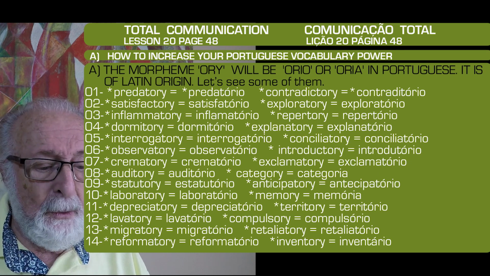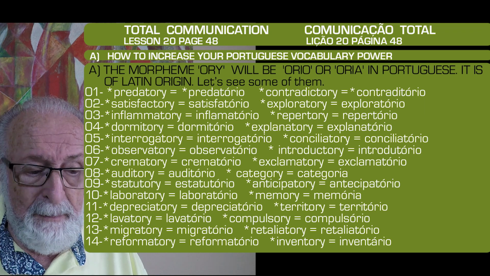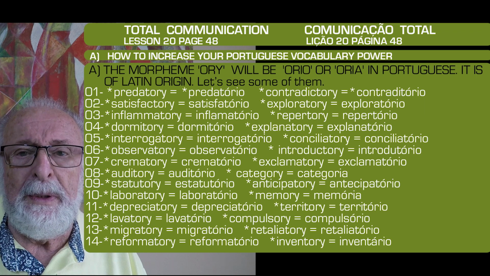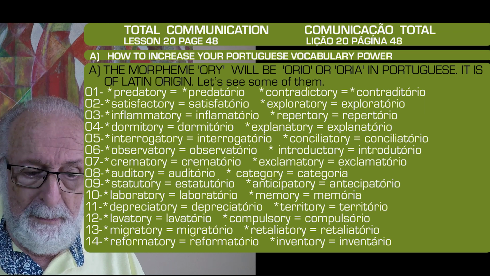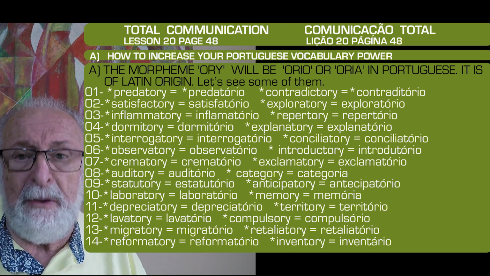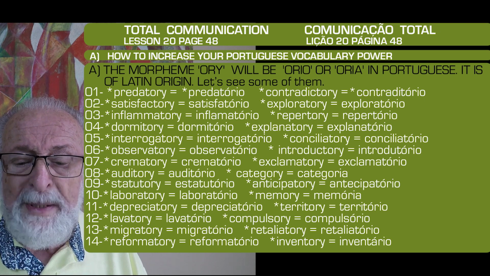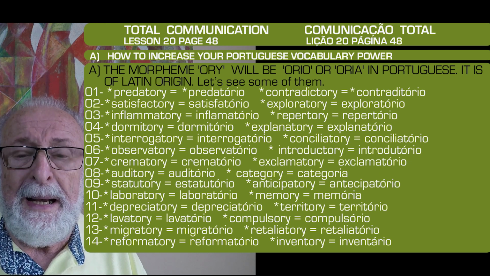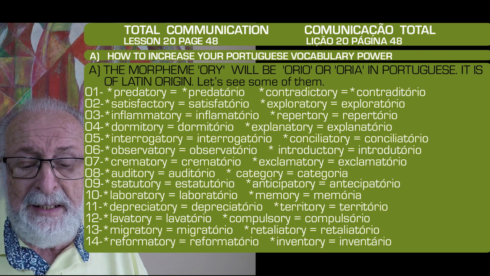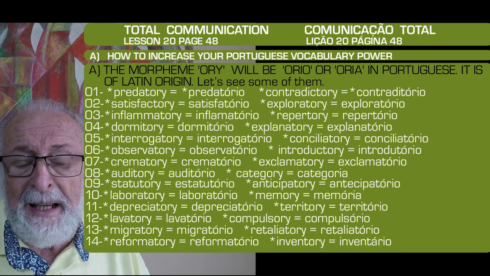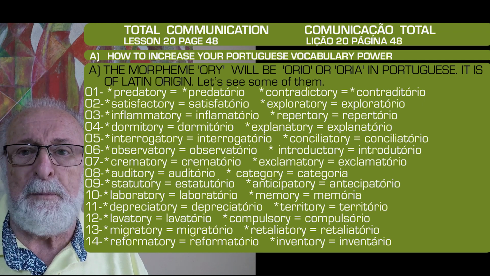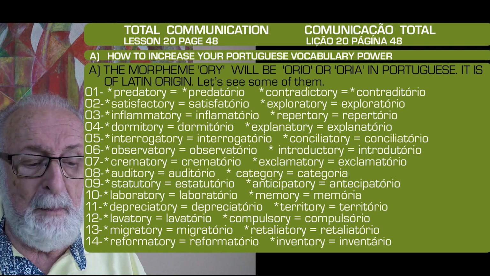In line 9, we have statutory, we say estatutório, okay? In line 9, anticipatory, we say antecipatório. In that anti, we change the I for letter E, ante, not anti. Then we say antecipatório, okay, in Portuguese.